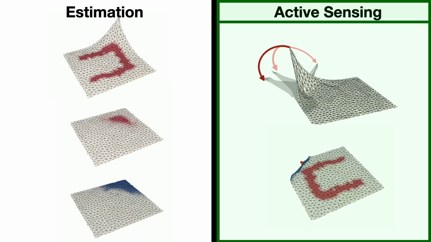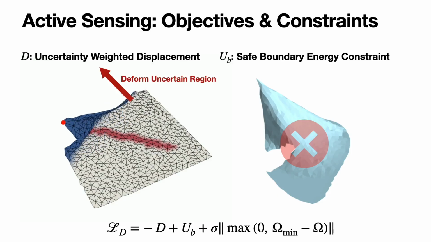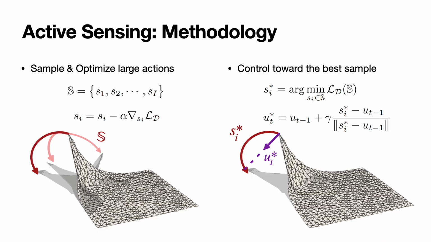Now we move on to active sensing. Our active sensing algorithm aims to maximize information gain by deforming uncertain areas of the tissue while respecting safety-critical constraints in surgery. To select the next action, we iteratively refine large action samples using gradient updates before selecting the best sample and taking a step in its direction.